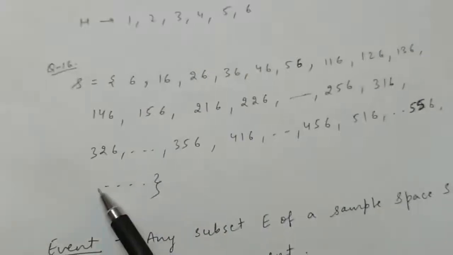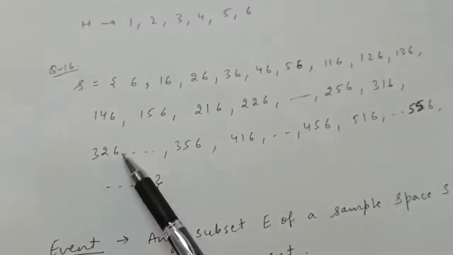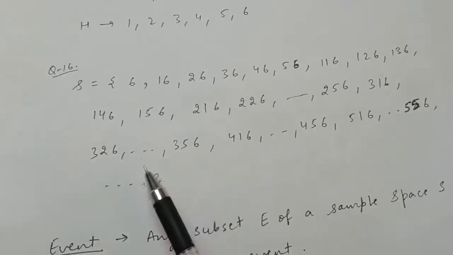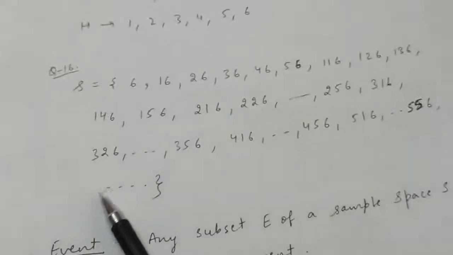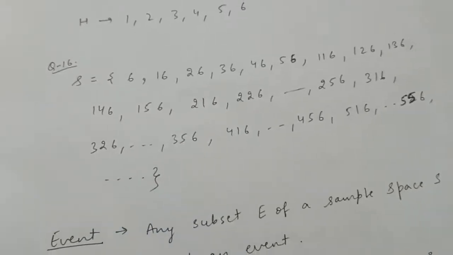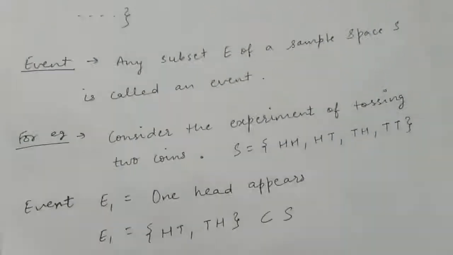And now the next case can be when 6 comes at the fourth roll. So this experiment cannot end, right? That is, the outcomes are infinite. So you just have to write down this dot dot. Clear? Now the next topic is event.